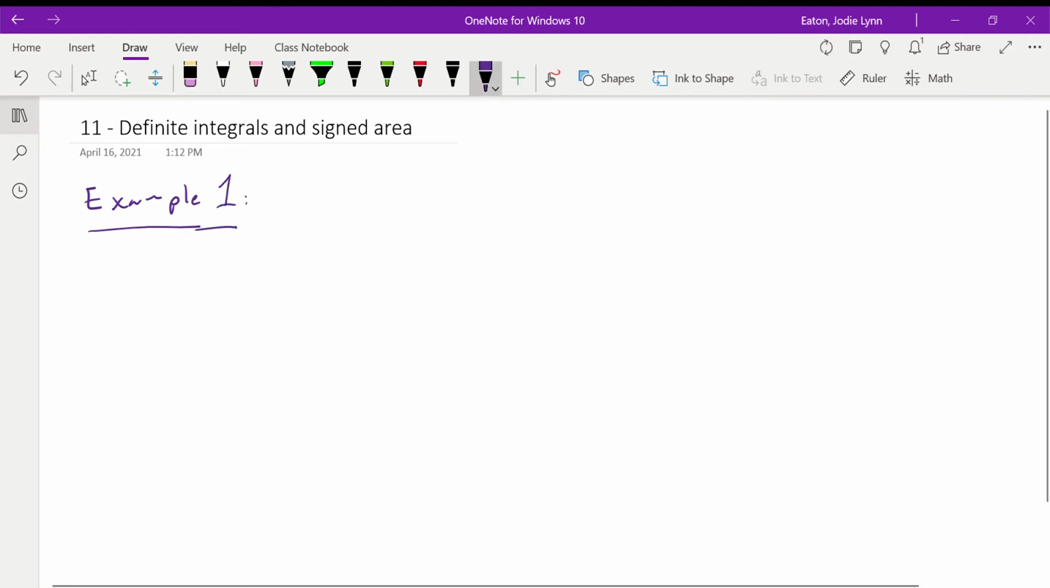And in this one, we're going to find a definite integral, but we're going to take a little bit of a closer look at what that means about the graph. Okay, so I want to find the integral from 0 to 2 of x squared minus 1 dx.